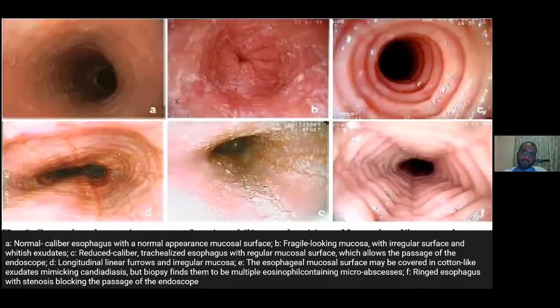C, trachealization. D, longitudinal linear furrows. E, cotton-wool or cotton-like exudate, mimicking candida, but biopsy finding multiple eosinophil-containing microabscesses. And the last one, F, is ringed esophagus.